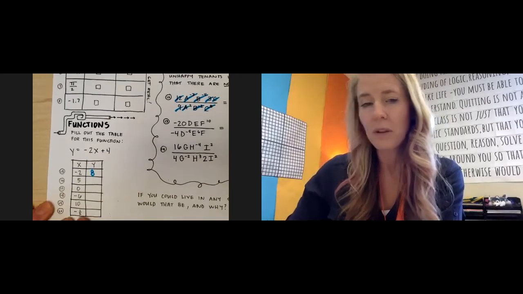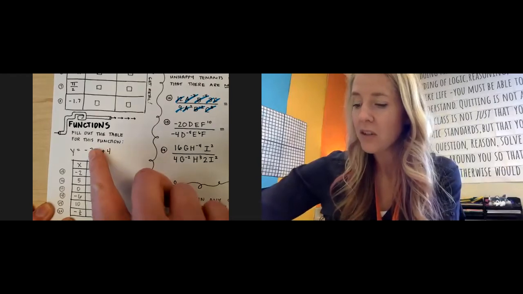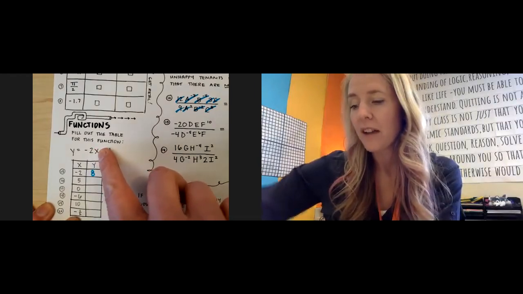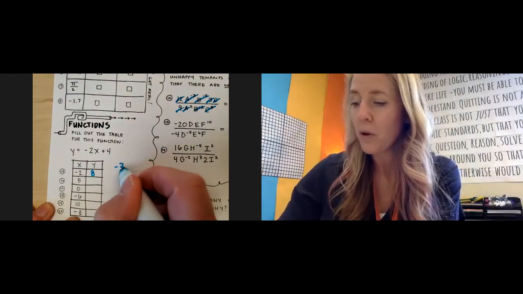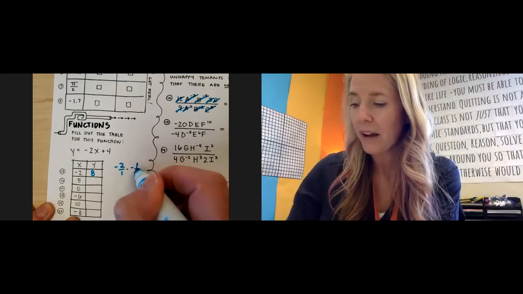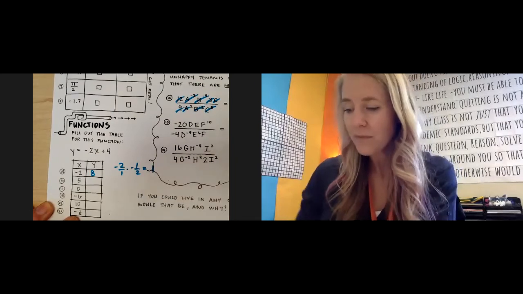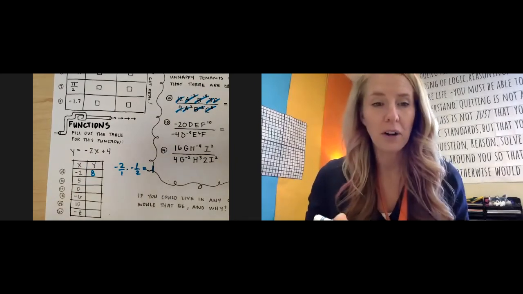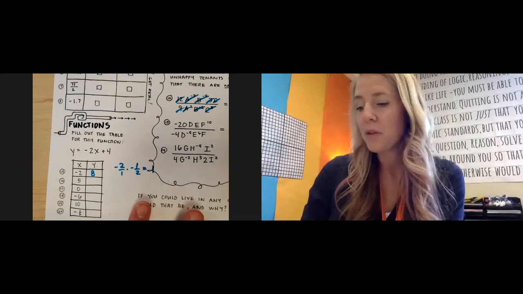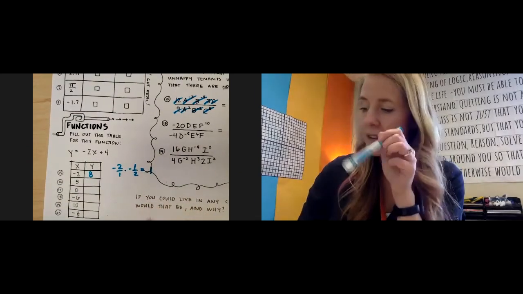Plug in all those numbers, don't be thrown off by the fraction. -2 times -1/2. Okay, if you want to write that out, -2, put it over 1 times -1/2. Wow, look at that. Everything simplifies and cancels out. It's just +1, okay? But don't forget to add 4. So take your time when you're doing those problems to make sure you plug it in correctly.